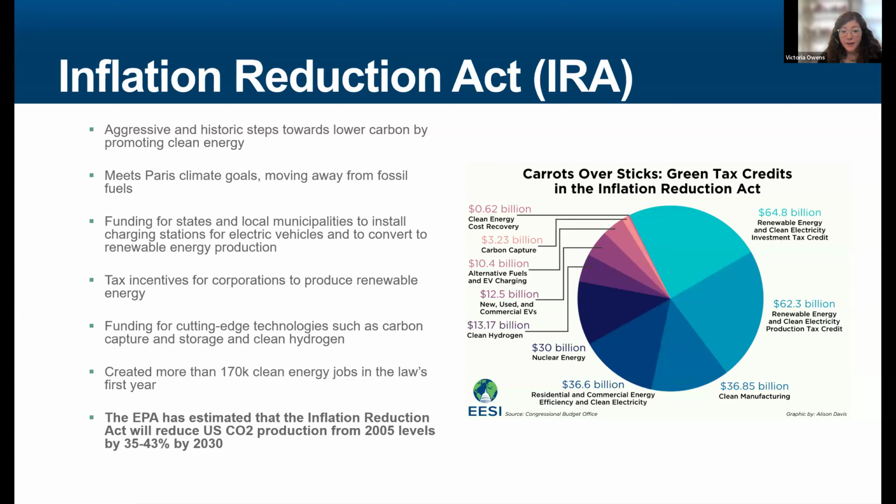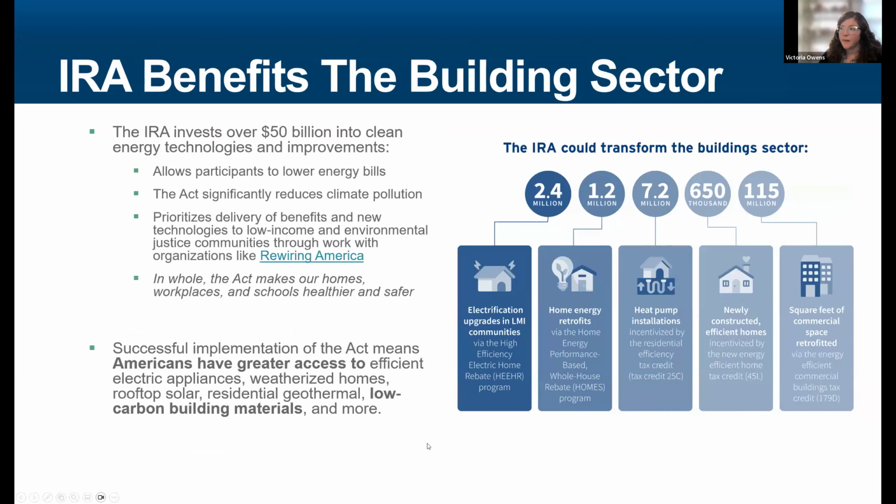It's also the EPA has estimated that the act will reduce US CO2 production from 2005 levels by 35 to 43% by 2030, in just 5 years from now. So this is a really impactful bill. And we also have a breakdown over on this slide of what EESI calls carrots over sticks, the tax credits and incentive structure, and how it's broken down towards the different categories like clean electricity, electricity production, manufacturing, commercial energy, hydrogen, EV charging, etc. So you can see a little bit more detail about this here too.